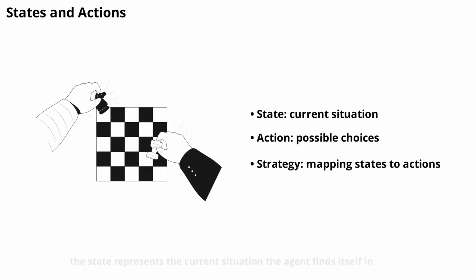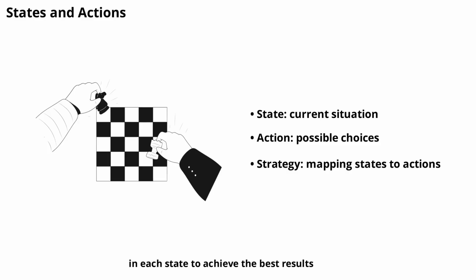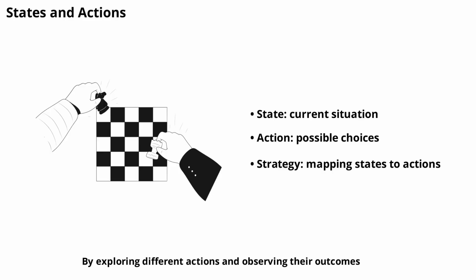In RL, the state represents the current situation the agent finds itself in. Actions are the choices the agent can make in that state. For instance, in a chess game, the state is the arrangement of pieces on the board, and actions are the possible moves. The agent must learn which actions to take in each state to achieve the best results. By exploring different actions and observing their outcomes, the agent gradually discovers effective strategies.